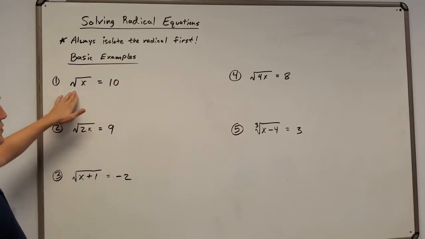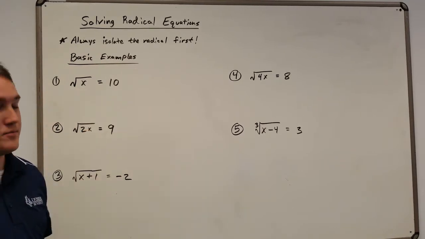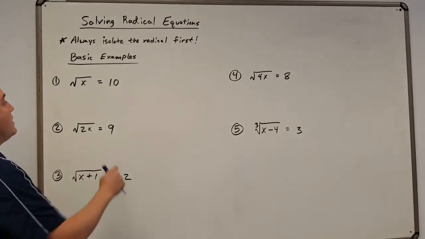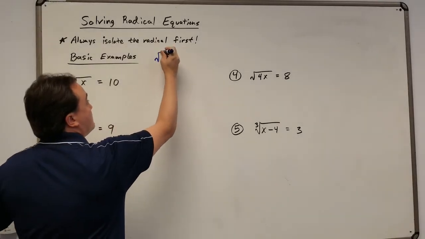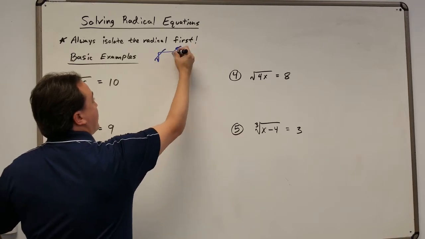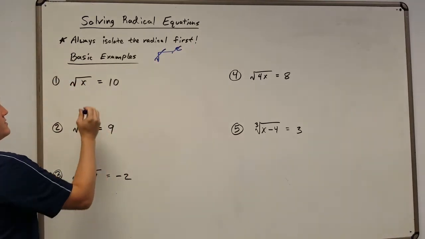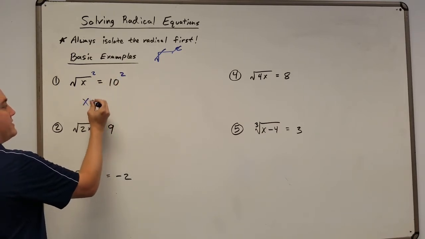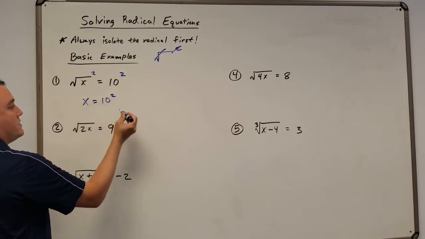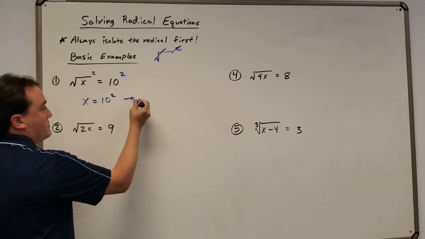Well, that's already done for us here, and it's actually done for us in all these problems. We'll get the hard ones later. You do the opposite of a square root. Well, the opposite of a square root is squaring it. And then you cancel that out and you get the inside. So we just square both sides. And we get x equals 10 squared, which is 100.